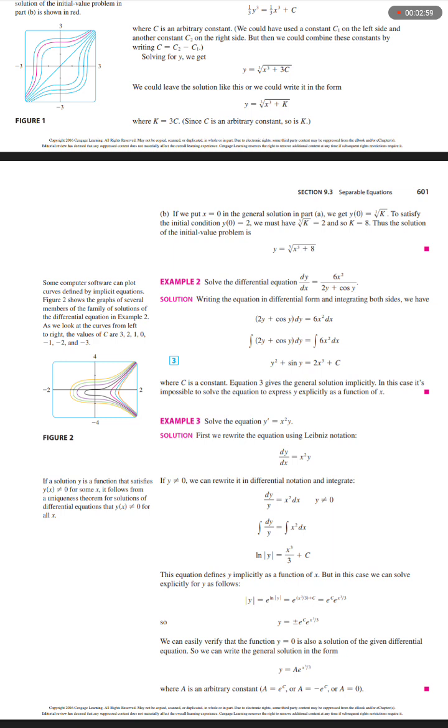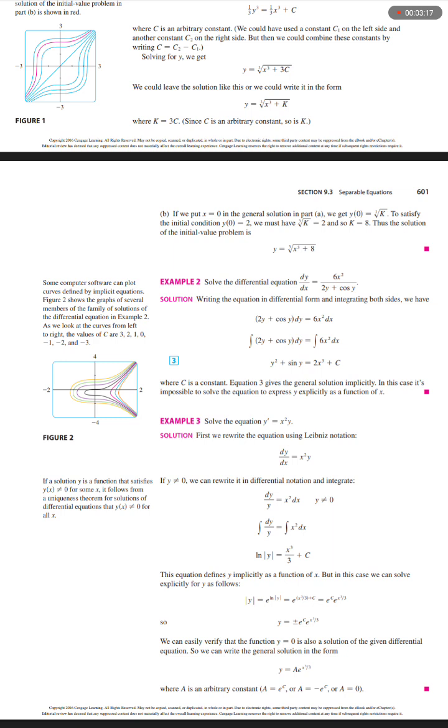All right. Example 2. Solve the differential equation dy over dx, or derivative of y with respect to x, equals 6x squared over 2y plus cosine y.